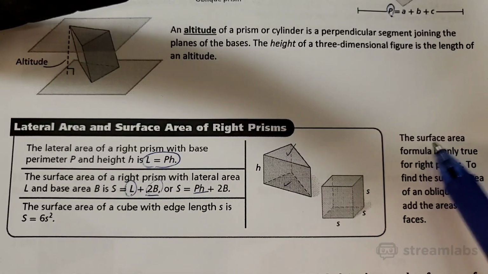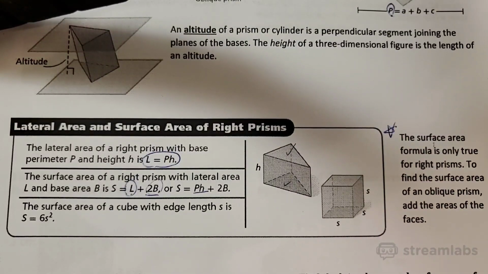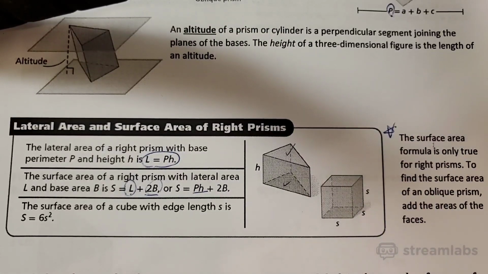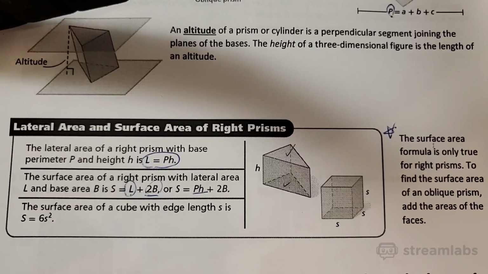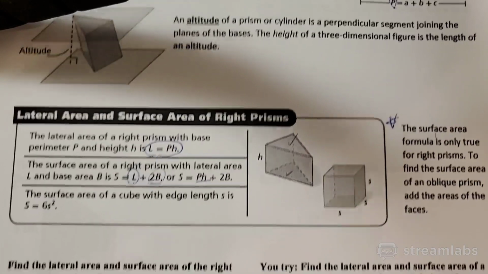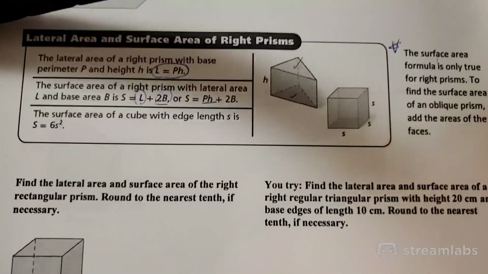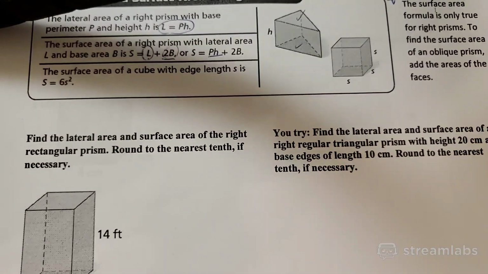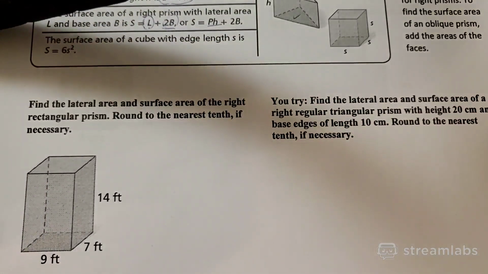Mention right here, the surface area formula is only true for right prisms. To find the surface area of an oblique prism, you have to add the area of all the faces. I just talked about this, right? This is because the lateral area is not a rectangle for an oblique prism. Alright, let's practice this one. Find the surface area of a right rectangular prism. Round to the nearest 10. Let me pull it down a little bit more. Right here.